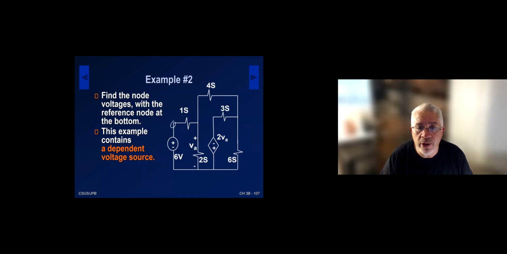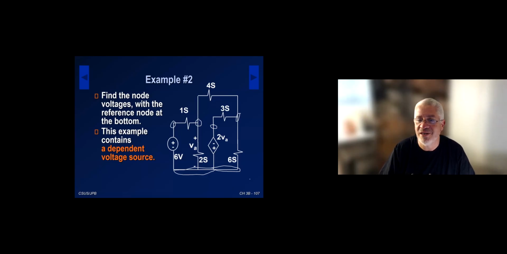So I'm going to find the nodes. There is one node here. There is another node here. There is a big node at the bottom here. There is a node here. And there is a node here. So what do I have here? I have 1, 2, 3, I have 5 nodes. So I'm going to have 4 unknowns for the circuit.